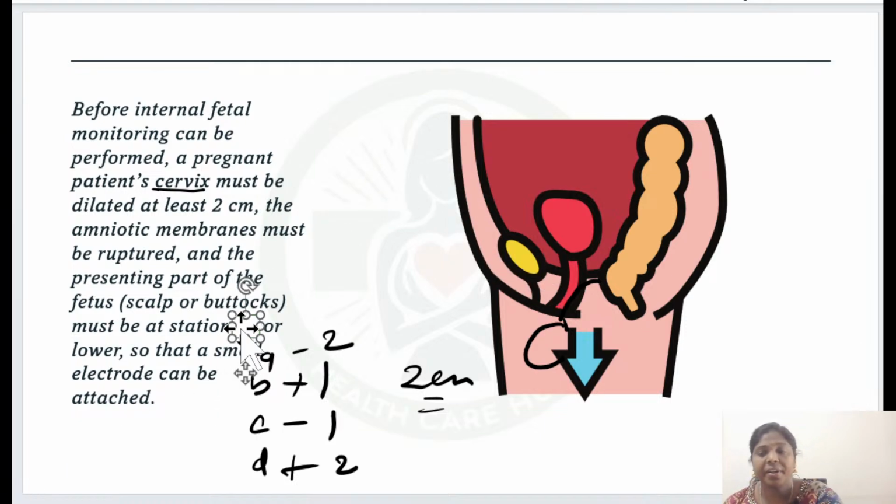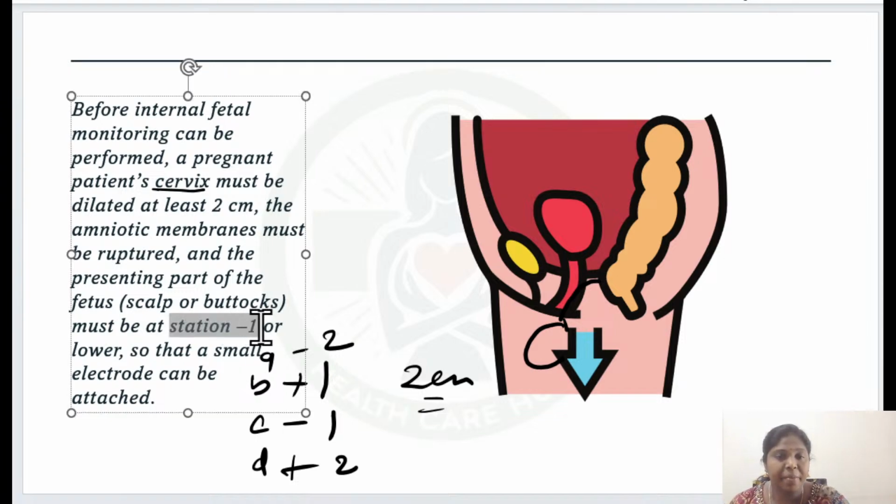So we are going to monitor at the minus station, at the station -1.